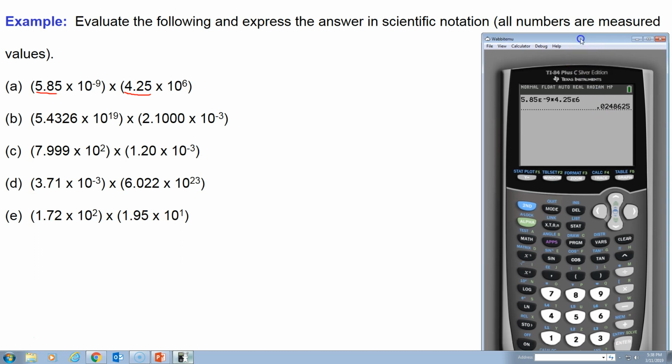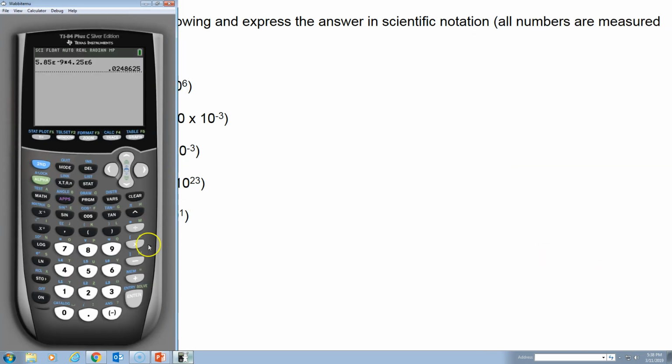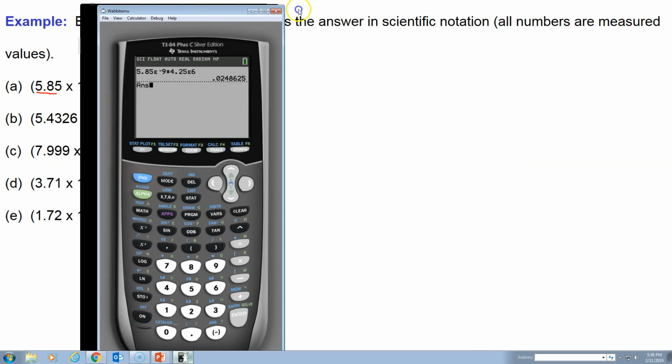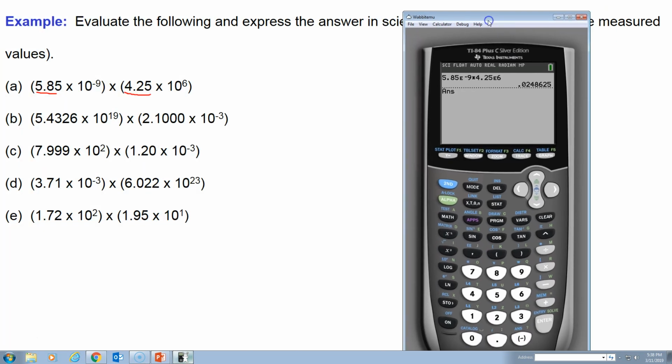Now I want to be a little bit careful here. It says express the answer in scientific notation. So I want to change my mode to be scientific notation. So I'm going to go to mode, and then I want to move over one to scientific, enter, and then I'm going to quit back, and when I get it to display my answer now, my calculator just moved. It really wants my calculator on that side.